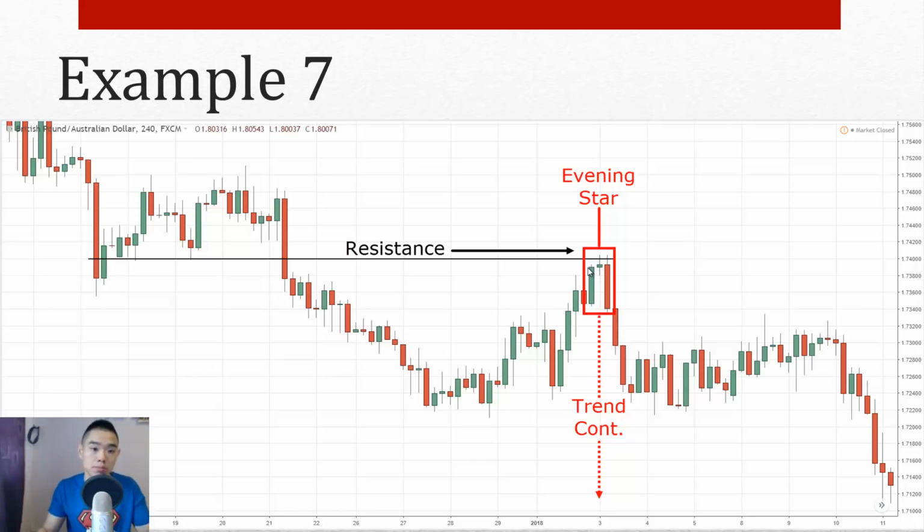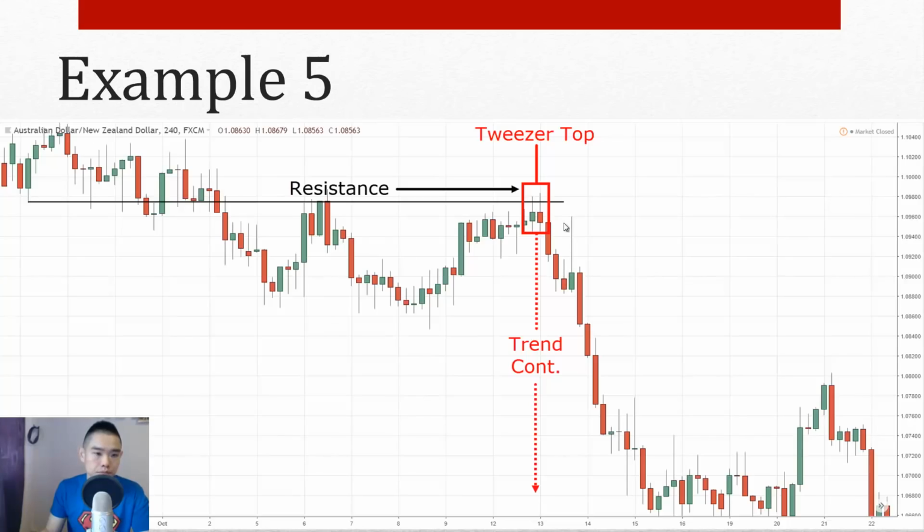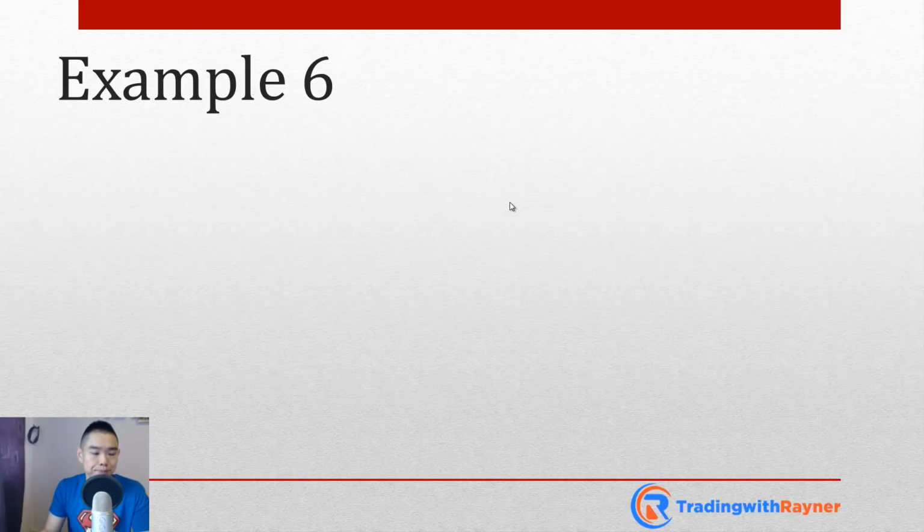Same for the tweezer tops and bottoms. In the textbook example I shared earlier, the highs were at the exact same level. But for this example, the second candle's high actually exceeded the first candle. Again, there are always variations to it. So if you're the type of trader that memorizes patterns, you're going to have a really hard time, because the market will not give you the exact textbook setup. It always comes with variations, slight nuances and changes. So you have to be prepared and really know how to read candlestick patterns. That's why we spent some time talking about reading candlestick patterns in the earlier part of the video.